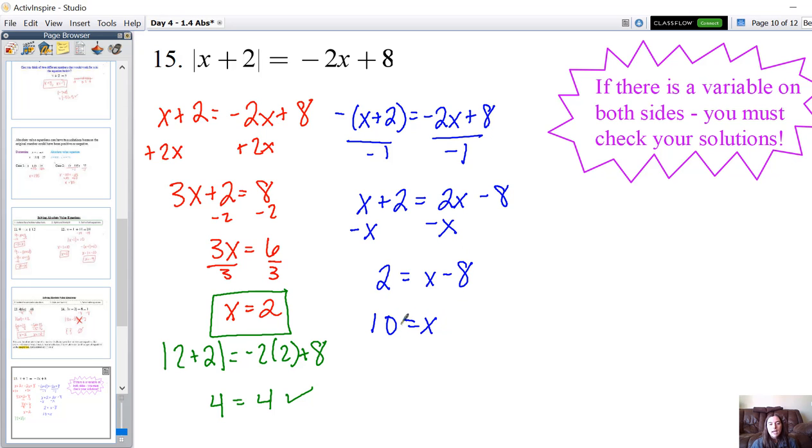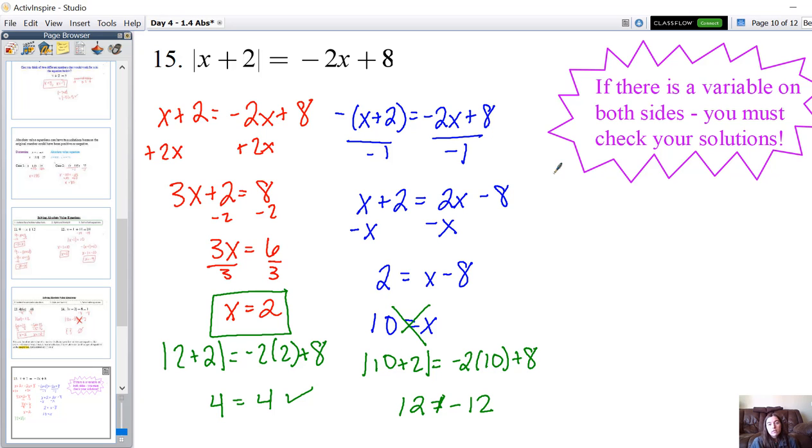Now let's check x equal to 10. Plugging in 10, we've got the absolute value of 10 plus 2 equals negative 2 times 10 plus 8. 10 plus 2 is 12. The absolute value of 12 is 12. Equals negative 2 times 10 is negative 20. Negative 20 plus 8 is negative 12. So here we're left with 12, positive 12, equals negative 12. That's not a true statement. So that means x equals 10 does not work for this equation.